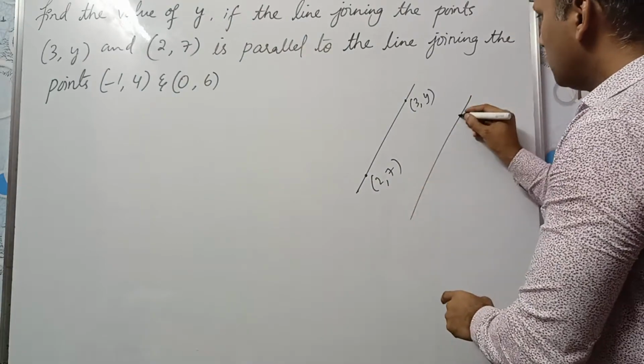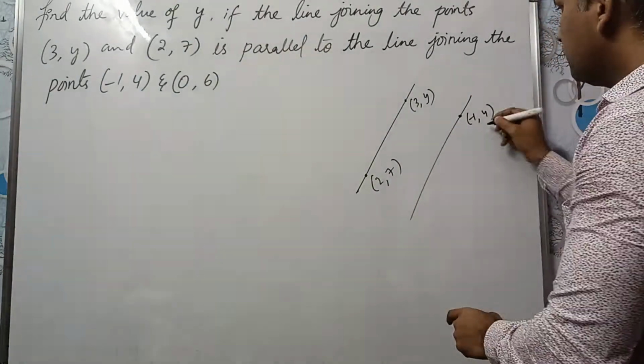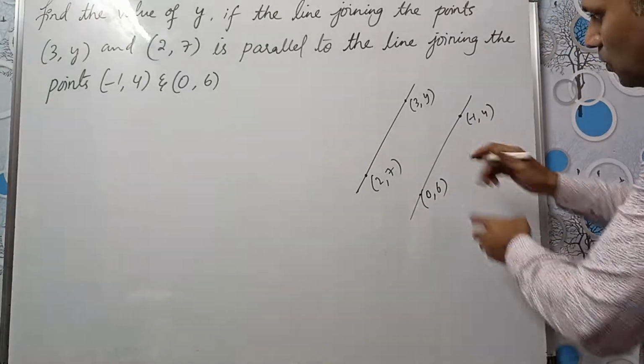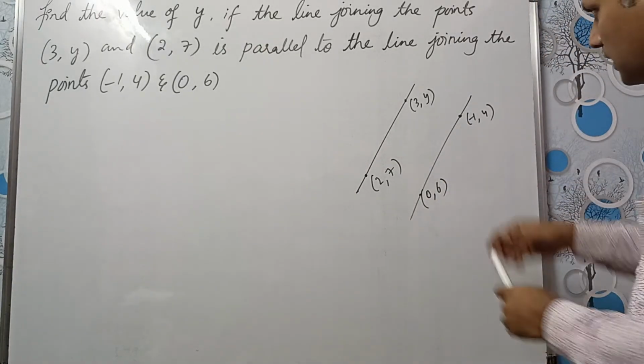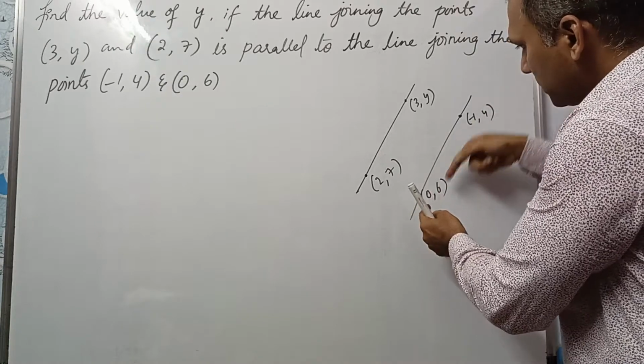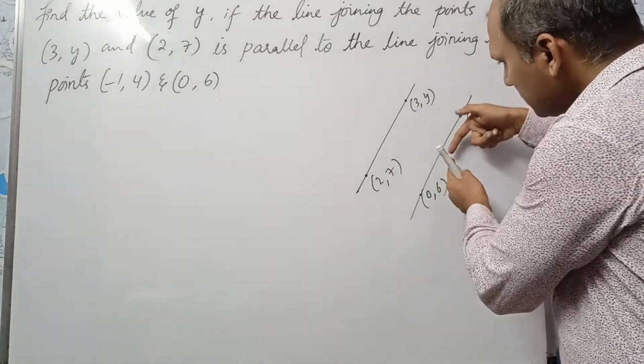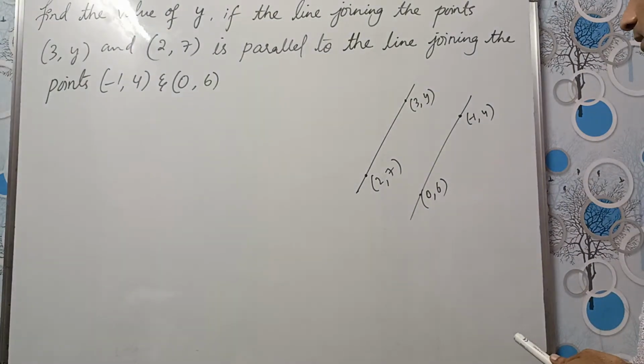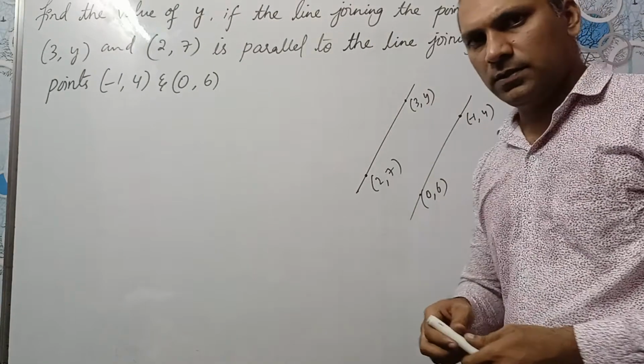So minus 1, 4 and 0, 6. We have one more line here, and it is joining these 2 points. This line is parallel to the given line. We need to find the value of y.